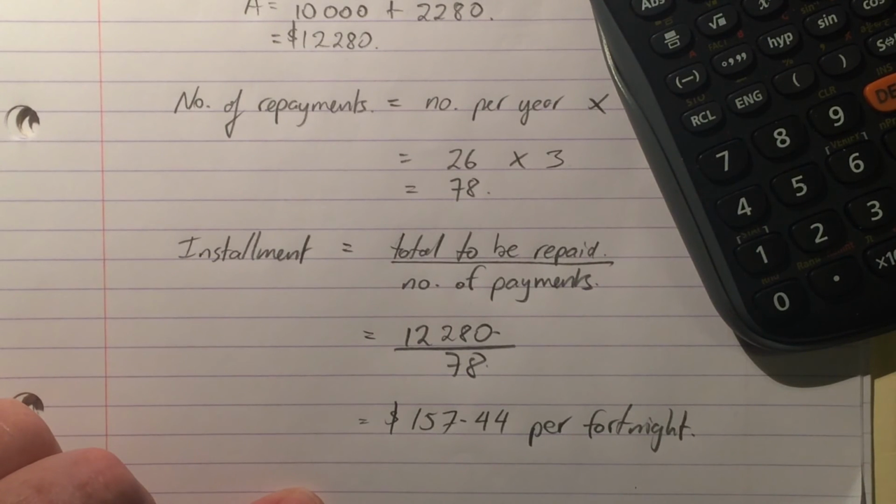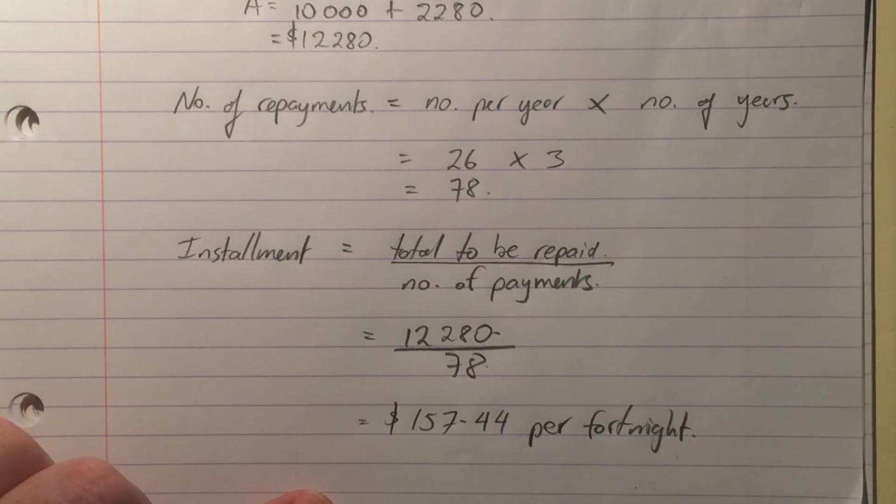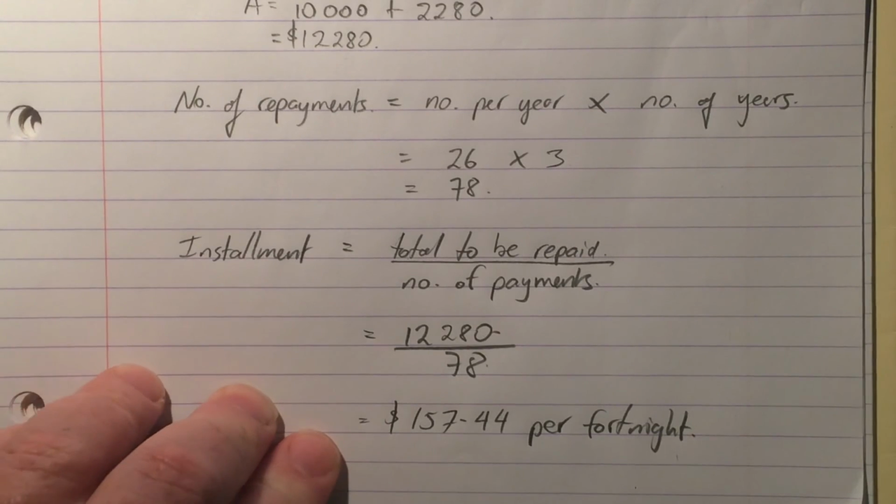The reason we want to work out this installment amount is obviously so that we can determine whether or not we can afford to pay the repayments for this particular loan. So that's flat rate interest and loans.